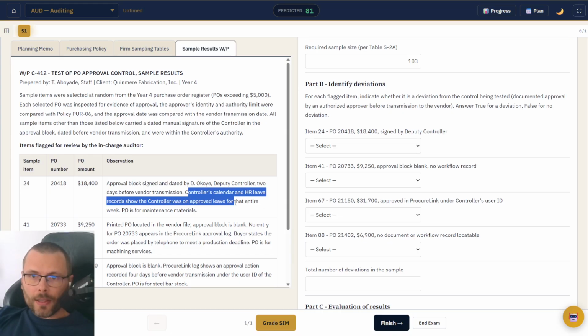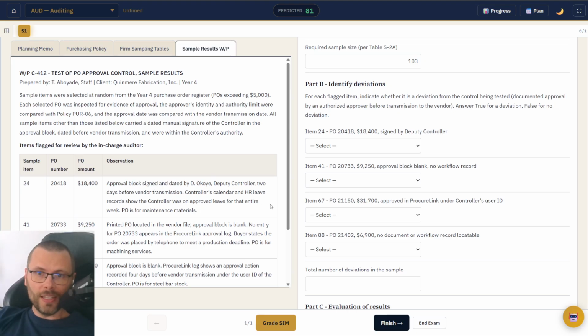The controller's calendar and HR leave records show the controller was on approved leave for that entire week. Okay, so this is not a deviation because the controller was unavailable. So the deputy controller could approve this because it was under $50,000.